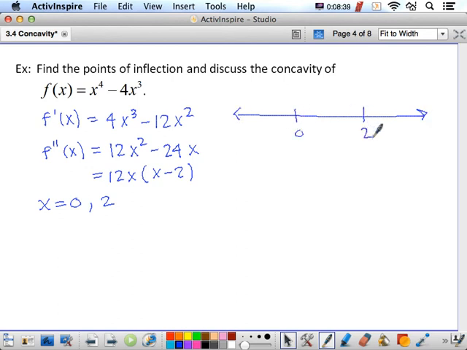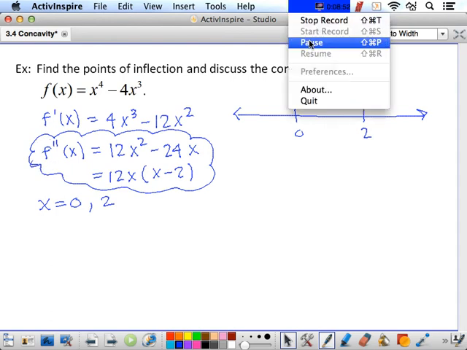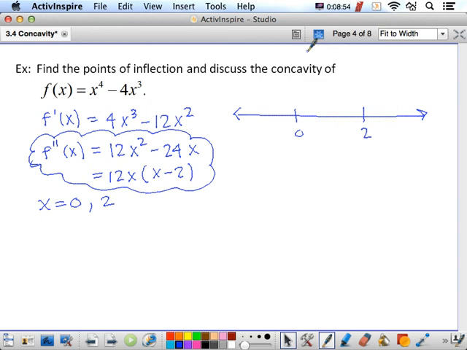So we'll just pick some numbers, say negative 1, positive 1, and 3, and substitute them into the second derivative. And it doesn't matter if you substitute before or after you factor. And see whether it's concave up or down at those spots. So when I substituted in negative 1, I got positive 36. When I substituted in positive 1, I got negative 12. And when I substituted positive 3 into my second derivative, I got positive.